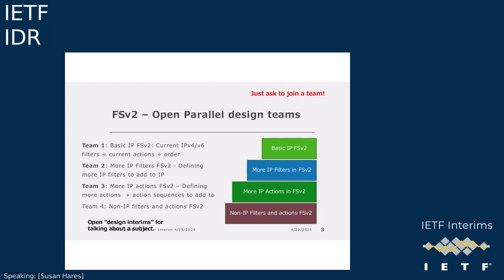Then we thought we'd like to add more filters in flow spec V2 because there's a lot of really new work for IP: filters in the payloads, filters related to the SRv6 in the header. So we'd like to focus on adding that as the first addition to the basic IP.